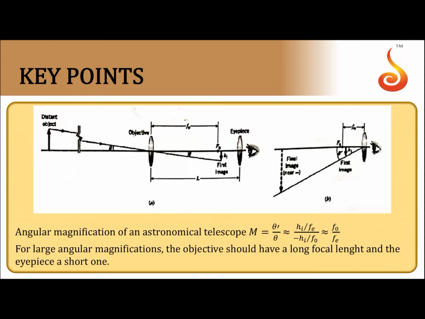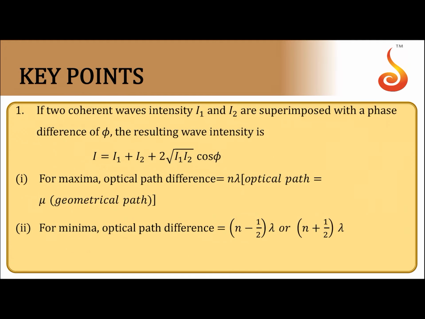And then we have a telescope to see faraway objects; an astronomical telescope is used to see the heavenly bodies. Its magnification is f naught by f e. F naught is the focal length of the objective, f e is the focal length of the eyepiece. The eyepiece is the lens which is near to the eye.